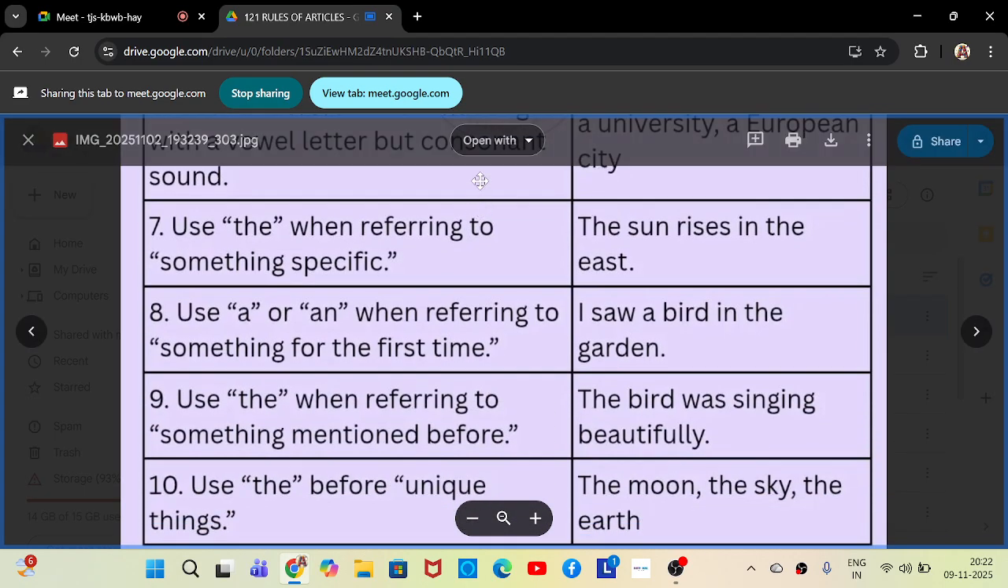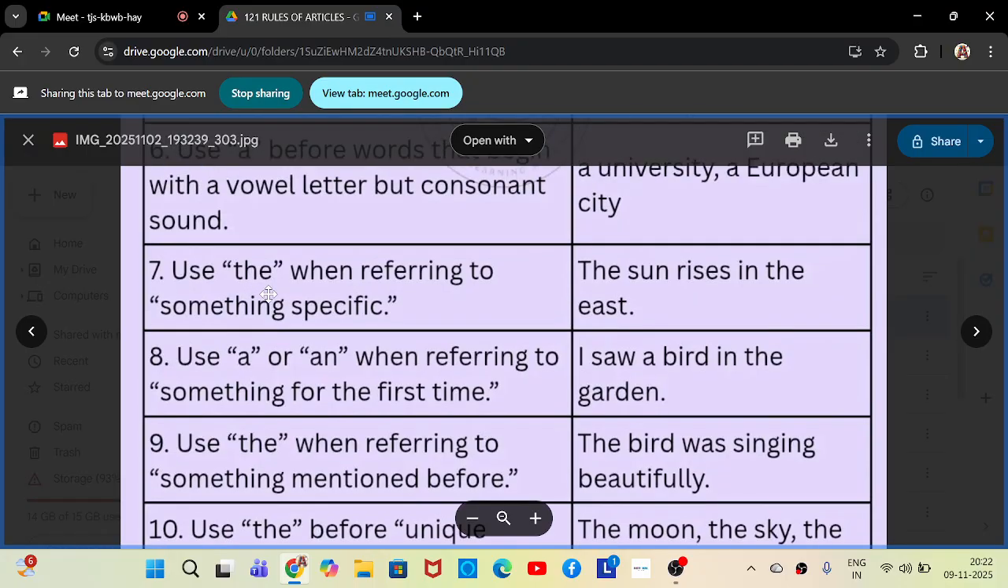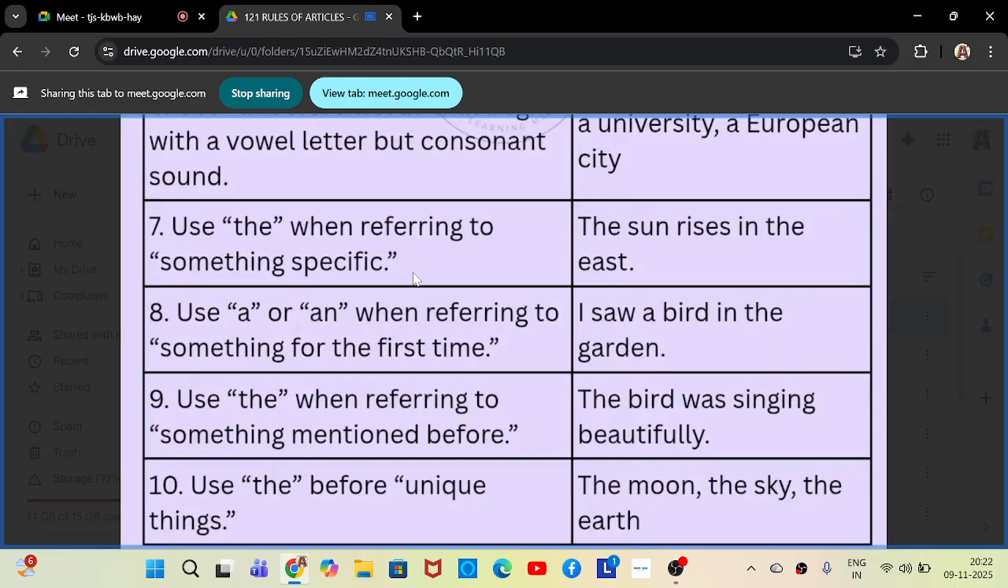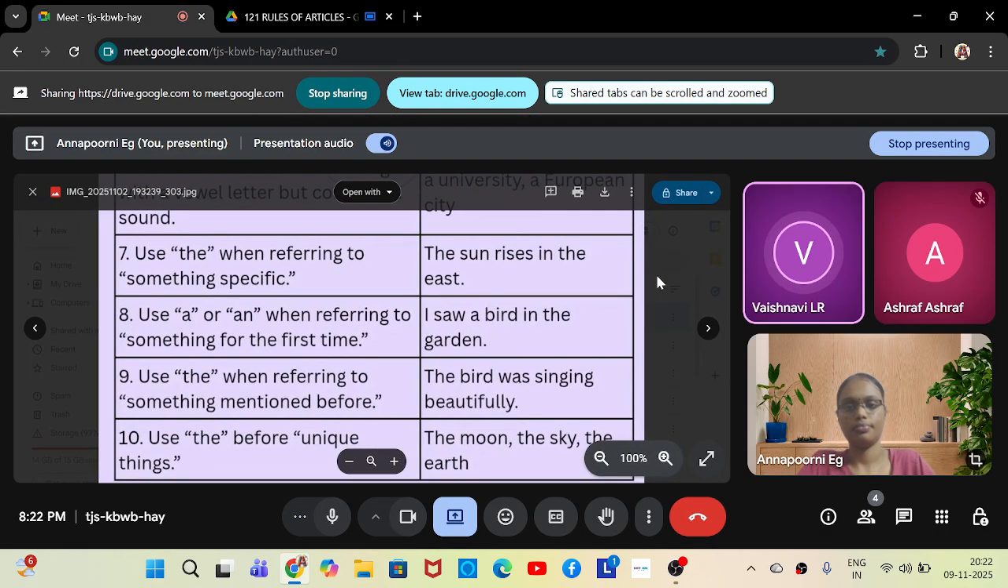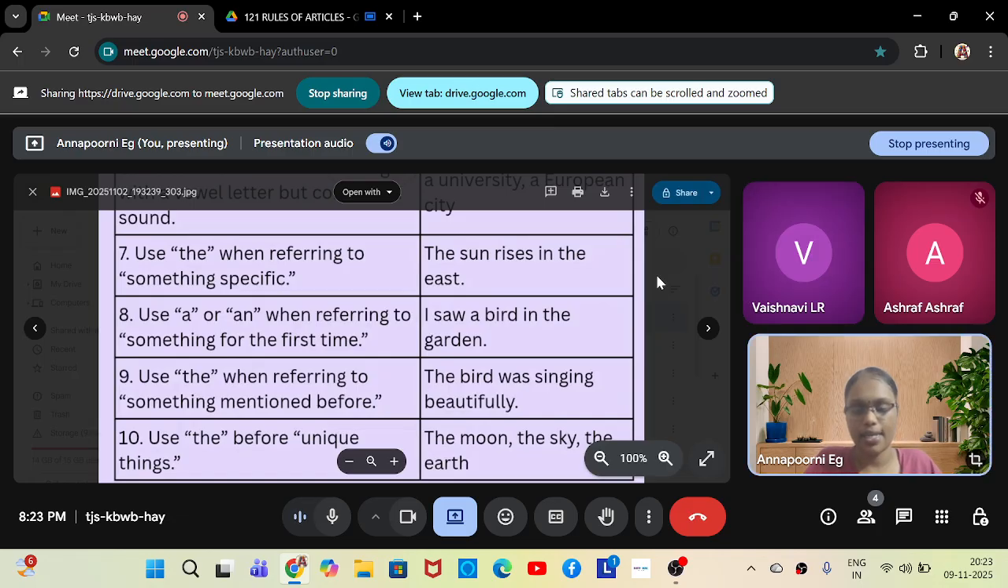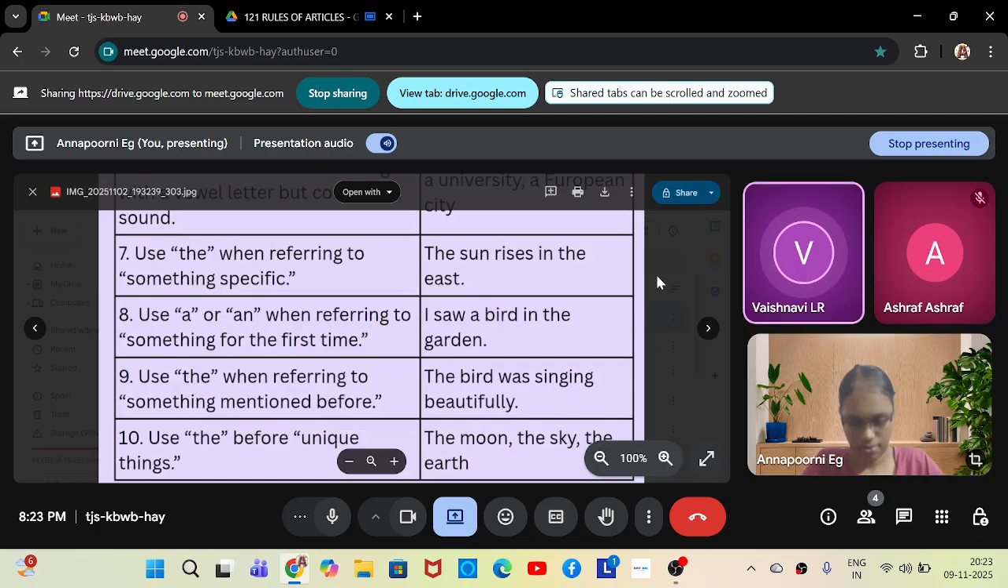Okay. Moving down. Use the when referring to something specific. If you want to speak about something special, you can use the. Yes, can you read the example, Vaishnavi? The sun rises in the east. Can you read it again? No, you read the sentence again fully. The sun rises in the east.